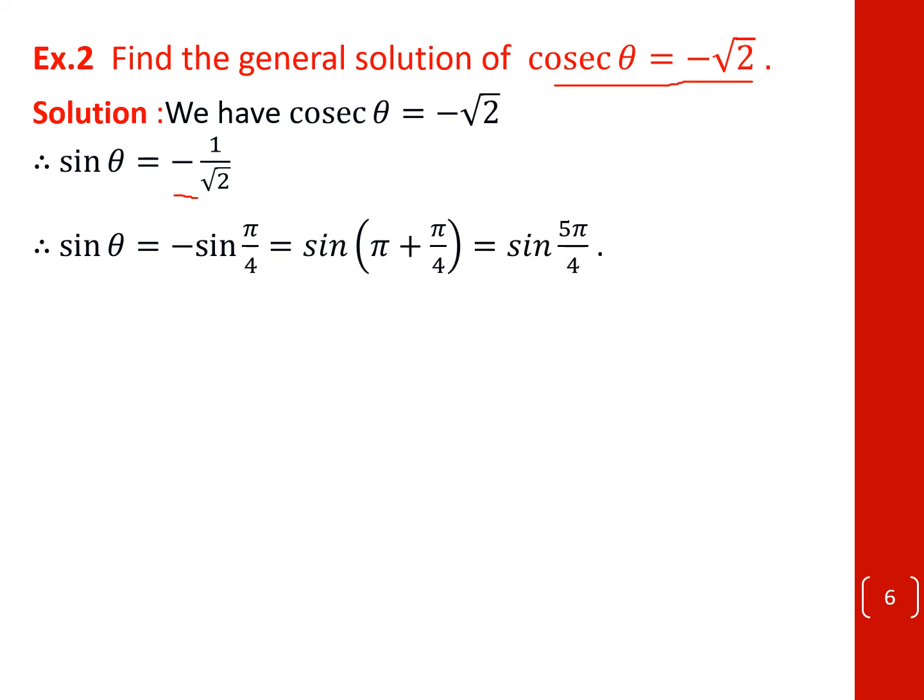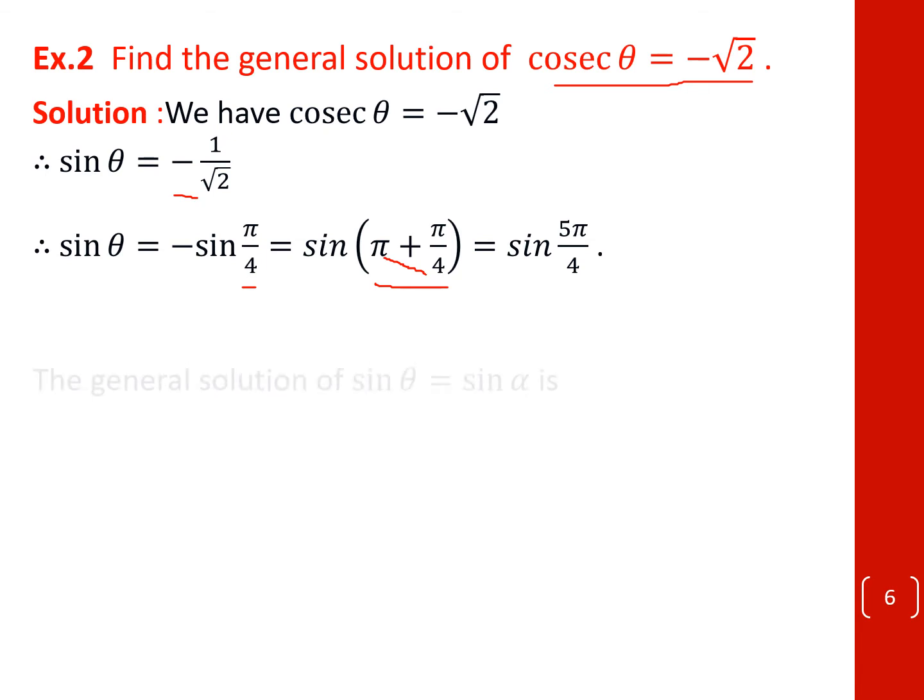And we know the value of sin theta is 1 by root 2 at pi by 4. So we have sin theta equals minus sin pi by 4, which equals sin of pi plus pi by 4, which equals sin of 4 pi plus pi upon 4, which equals sin of 5 pi by 4.